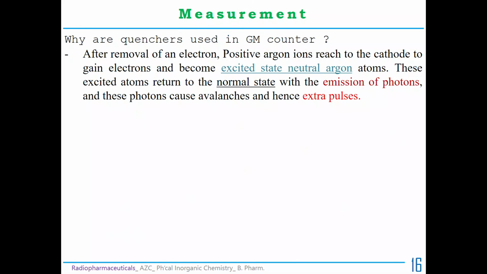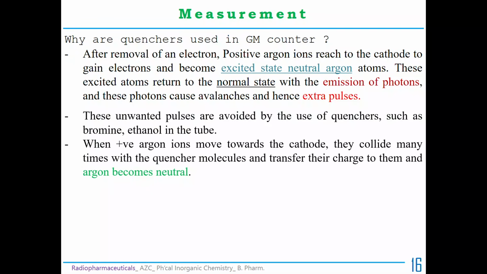Why are quenchers used in a GM counter? After removal of an electron, positive argon ions reach the cathode to gain electrons and become excited-state neutral argon atoms. These excited atoms return to the normal state with the emission of photons, and these photons cause avalanches and hence extra pulses.